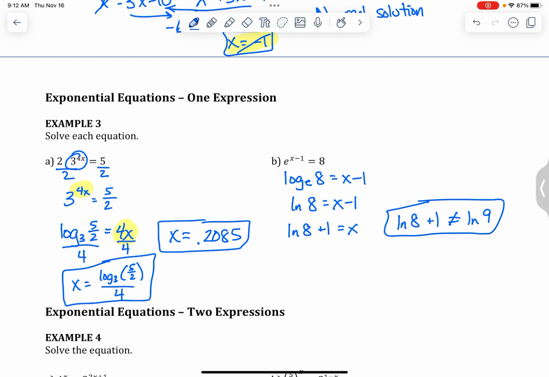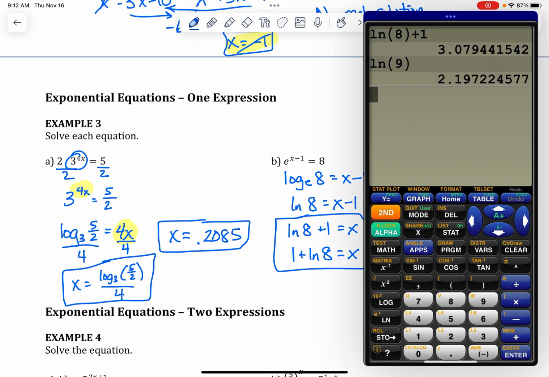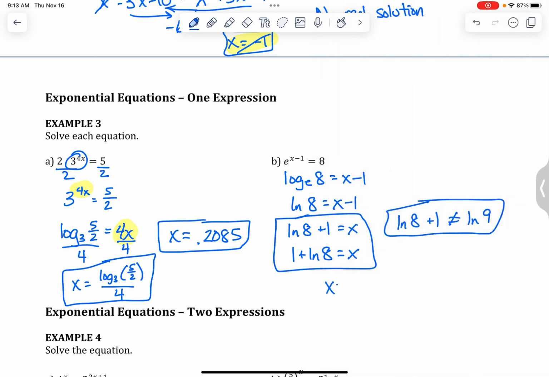So this is how you're going to leave your answer. If it helps to write it as 1 plus ln of 8, so you don't get tempted to add the 8 and the 1, that's fine. Either one of these is correct. And now that we just found the answer out, that was 3.079, right? So 3.079 is your approximate answer. Okay? So these problems aren't actually that bad. You just have to solve for x and leave it as a non-decimal.